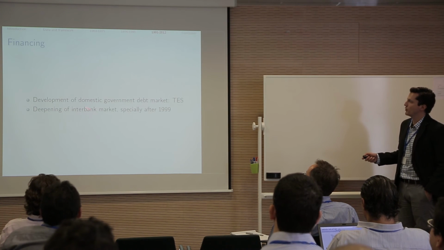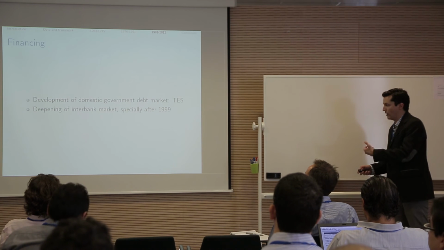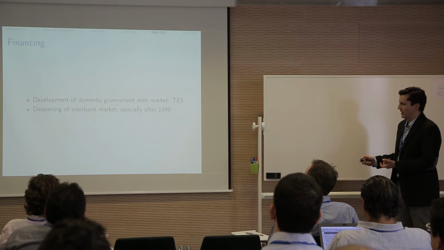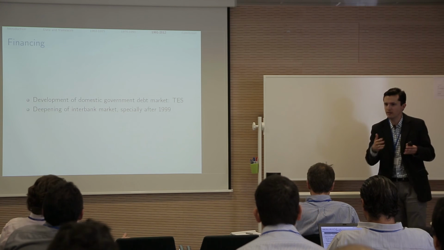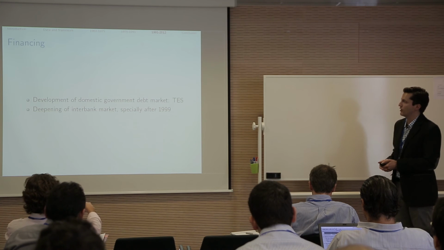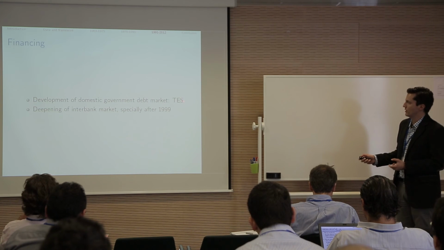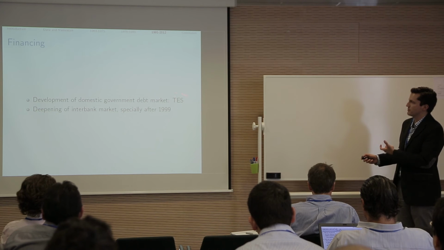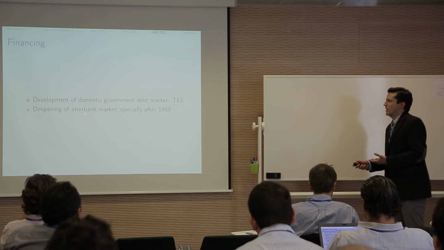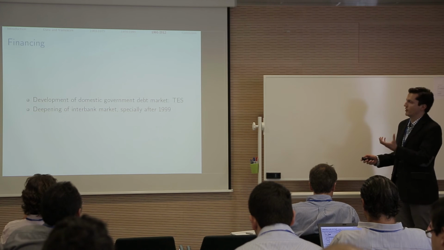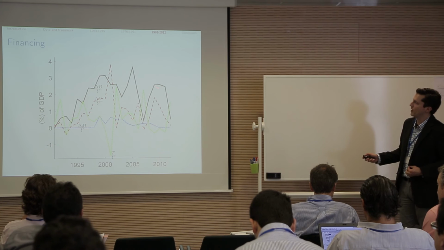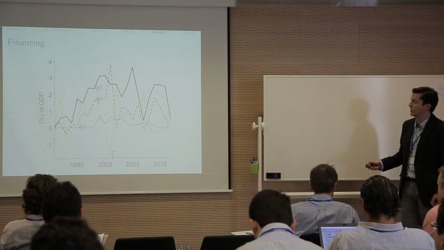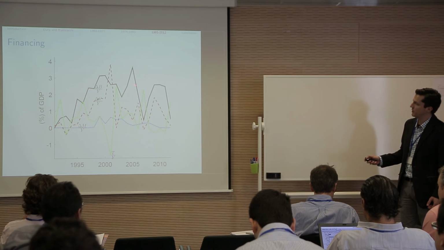In this period, financing was done mainly through domestic debt, and it came hand in hand with the development of a domestic government debt market, where the government bonds are called TES. As a consequence, that also brought a deepening of the collateralized interbank market, especially since the crisis of 1999. Here is the graph of the fiscal deficit, and it has been financed mainly by domestic debt, which is the black line.